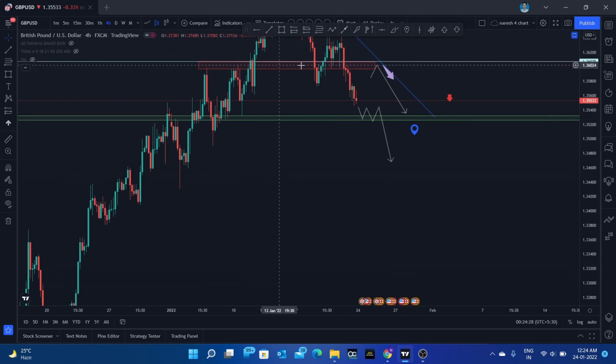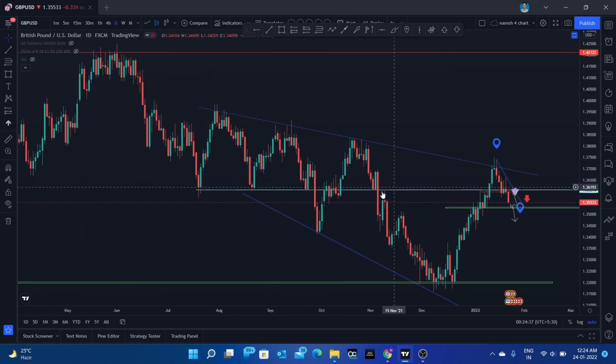So here we are having some kind of resistance area, so it can pull back to this area, and you can go for short again, guys. So why are we drawing this area? See how important it is. It has multiple touch points.